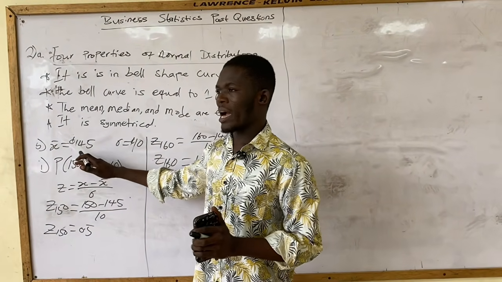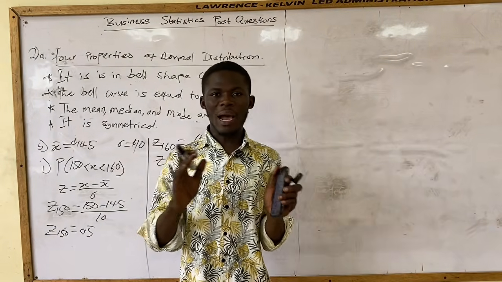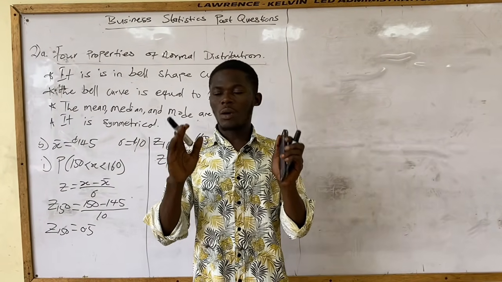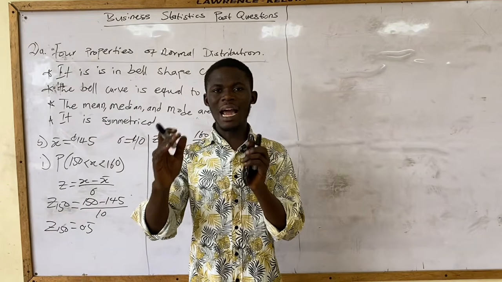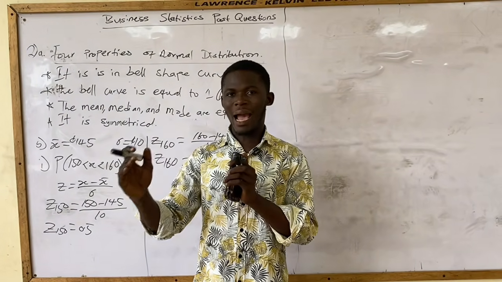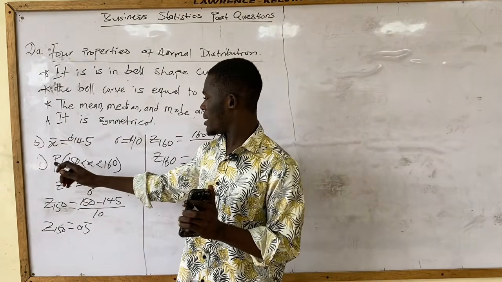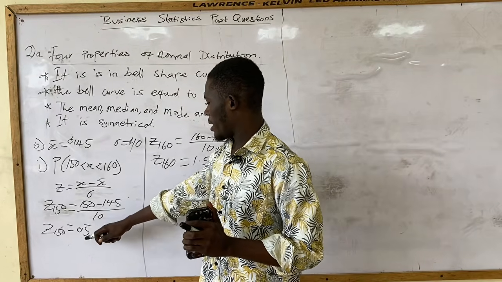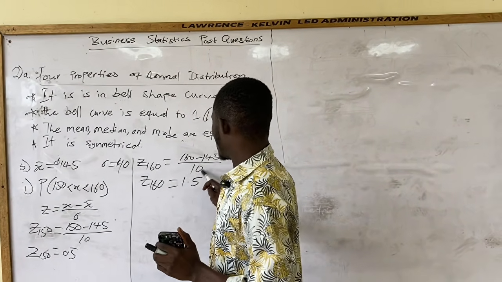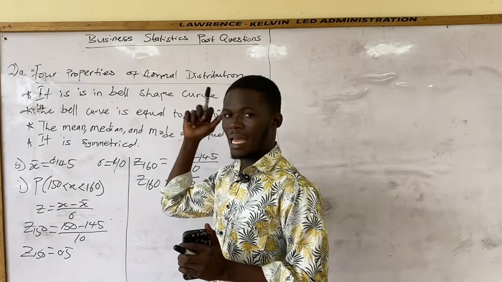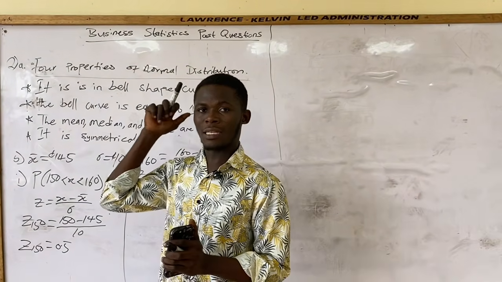So when you encounter something like this, whereby you have two Z scores, when you refer to the Z score table, you deduct the small Z score from the higher Z score. So here we will be deducting 0.5, which is 150, from 1.5, which is 160, using the answer that we will get from the z-score table.